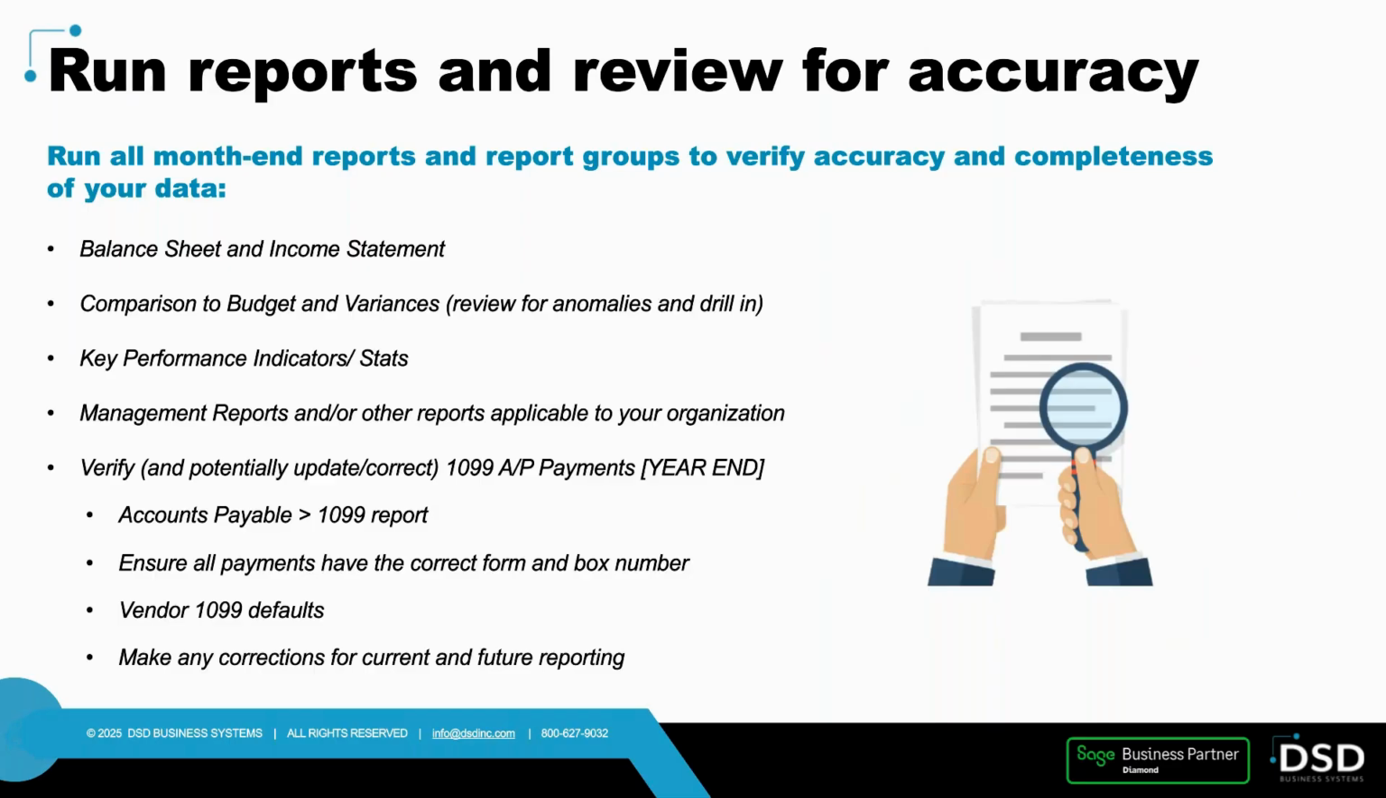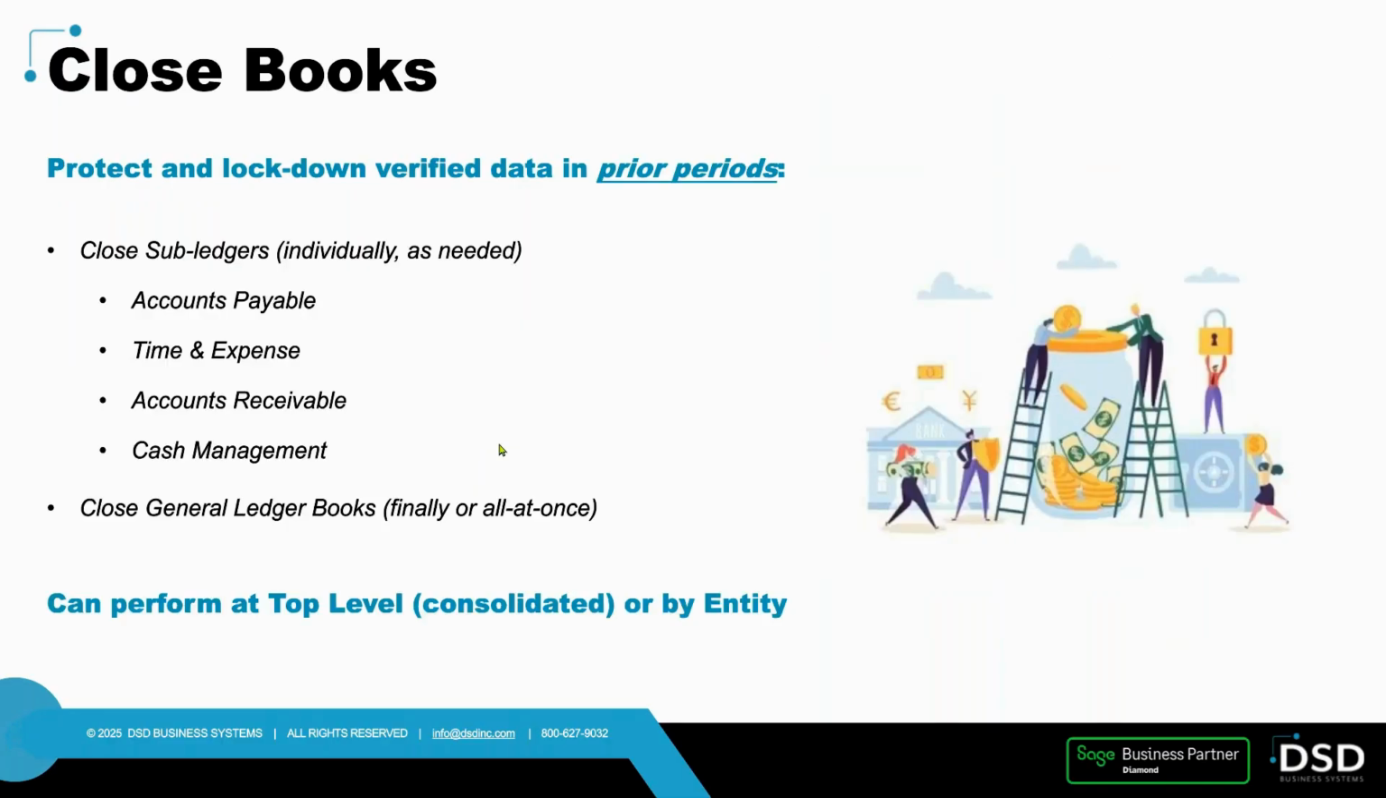Verifying and updating those 1099 AP payments for the year end. And this, again, will be the last part before the close. So you just want to make sure that they're all accurate. And that pretty much consists of running the 1099 reports, ensuring all payments are correctly categorized. If they're not, adjust those 1099 vendor defaults for your current and your future reporting needs. That way, there wouldn't be too much work for the following year.